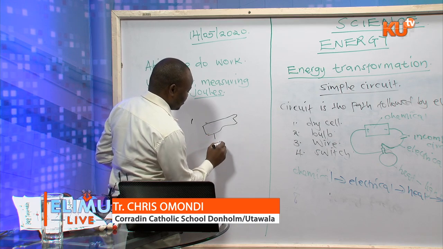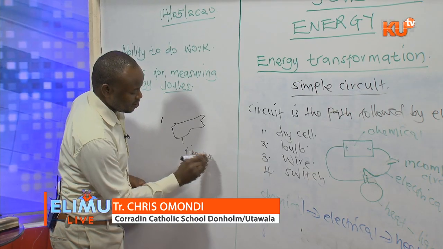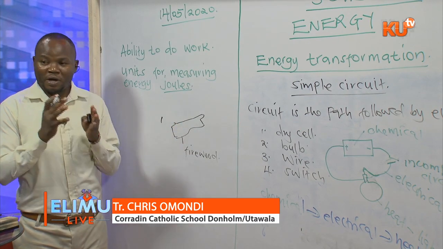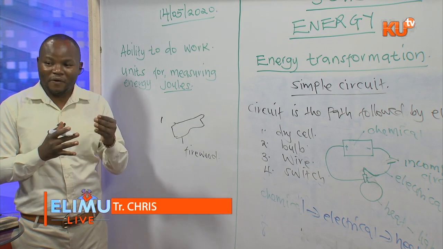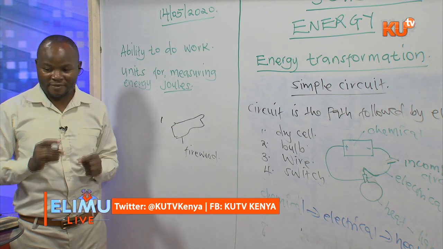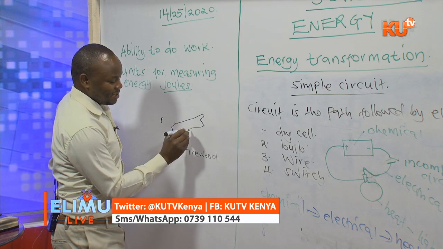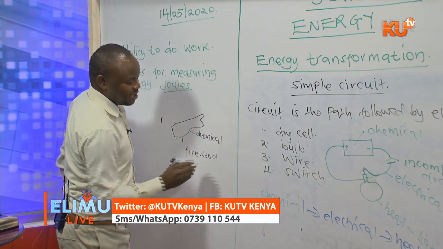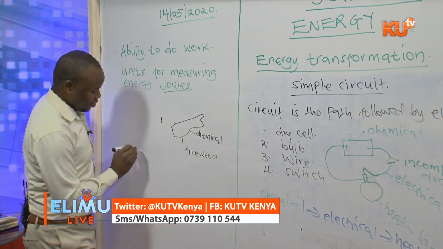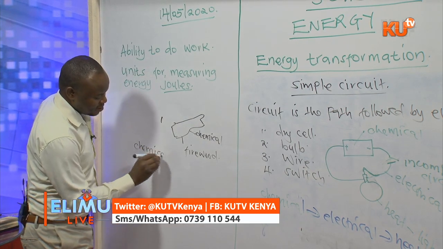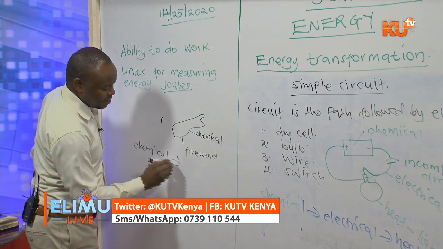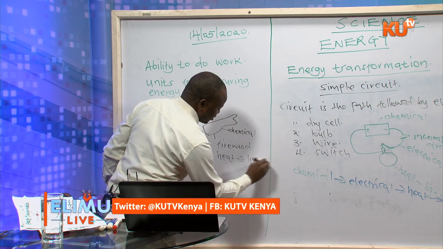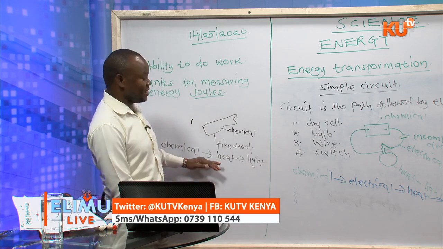We assume this is the firewood. This firewood will have to change from one form to another only when it is burned. So this burning will have to change the chemical energy, which is the energy already stored, into heat energy, then into light energy when you are given the firewood. This is the energy transformation.